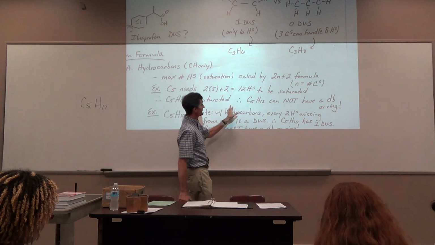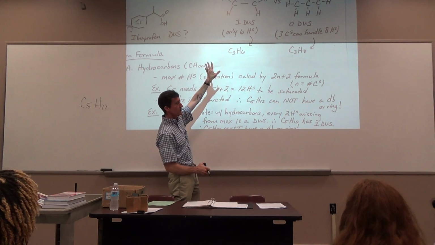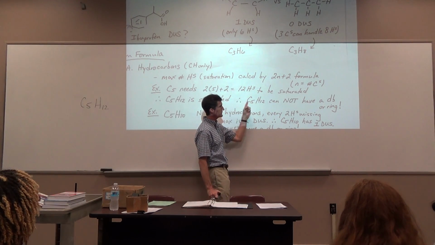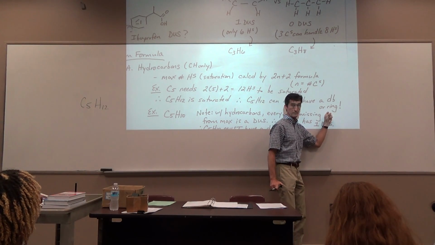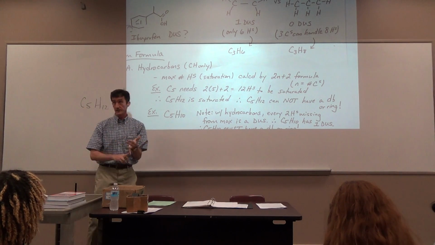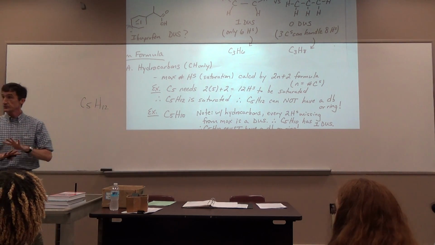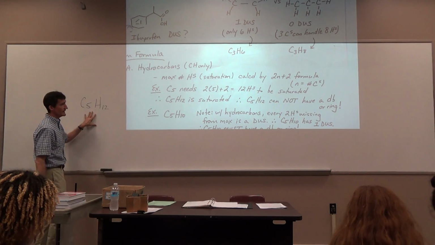Now, let's assume we've already done that. We mentioned that a little bit. But once we look at structure, a DUS is like a double bond, triple bond, or a ring. If this is saturated, it means it doesn't have a double bond or a triple bond or a ring. It has none of those elements of unsaturation. So this can't have that.